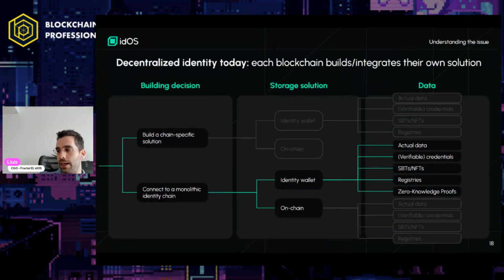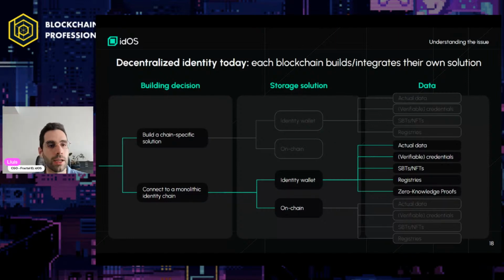And just to explain a little bit, how did we get into this situation? Every time that a company, and this could be a blockchain ecosystem, but it could be any company in general, needs to make the decision that they want to build some layer of decentralized identity, they basically have two options. The first one is to build something that is specific for the company or for the blockchain. Another one is to connect to one of the existing blockchain systems that are specifically focused on identity.